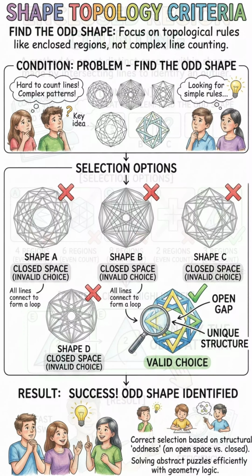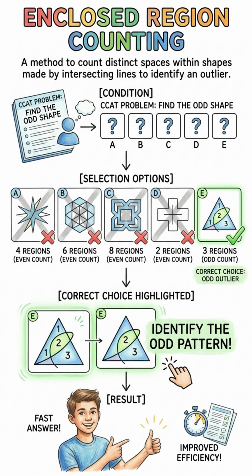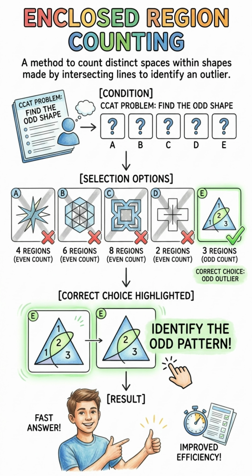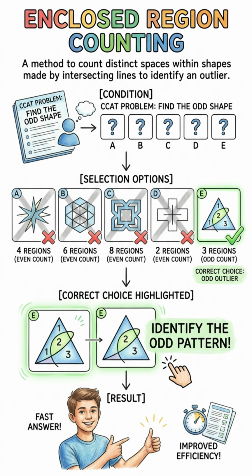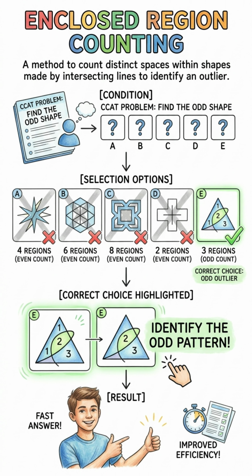Another topological trick involves counting the number of enclosed regions created by intersecting lines within a shape. For example, a figure 8 creates exactly 2 distinct enclosed regions, while a triangle intersected by a single line creates 3 enclosed regions. When looking at abstract geometric sets, quickly count the internal spaces formed inside each figure. You will often find that 4 of the options contain an even number of internal regions, while the single outlier contains an odd number, instantly revealing the correct choice.